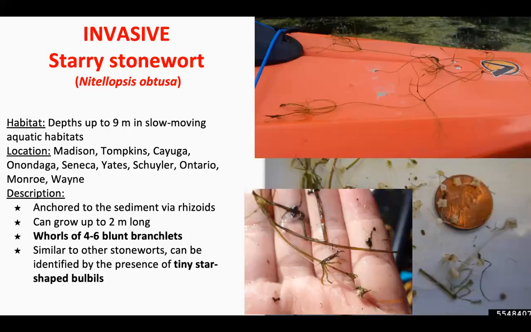So just to show you some photos, it has whorls of 4 to 6 kind of blunt branchlets. So the top photo is a piece of starry stonewort laid on a kayak. You can see it's really kind of a leggy plant. It kind of spreads out, and then the whorls are kind of far apart, especially the lower you go on the plant. And one way to tell this plant, aside from its lookalikes, is that it has these star-shaped bulbils on it. And you can see some of those stars in the photo with the penny there.